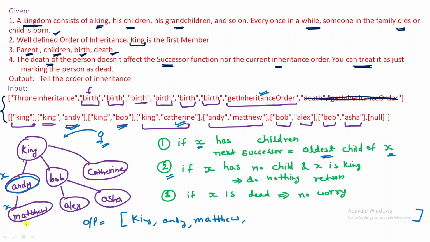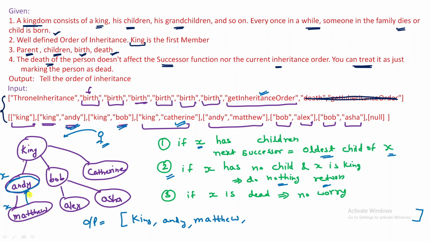Okay, so that means if he is the king and there is no child, then who should be the next king? So basically we can't say null can be the king. It can't be. So basically we have to return, do nothing, just return. Matthew is already taken into account, so we return. Now after returning, who will be the next king?